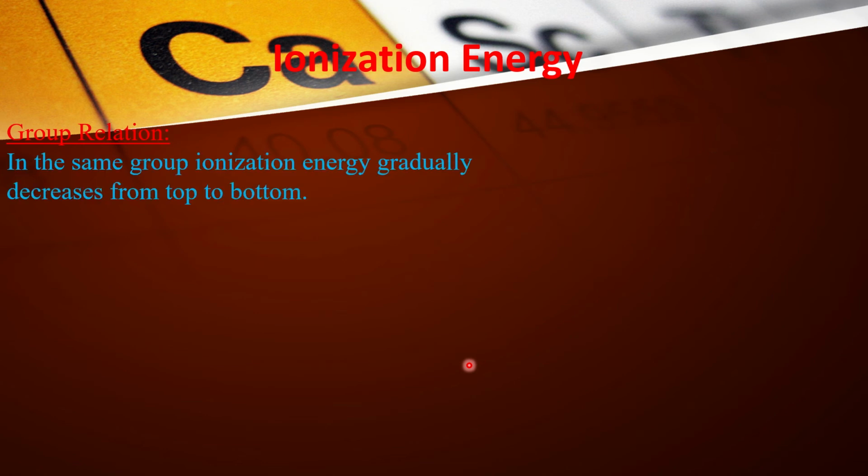This exception we will read in higher classes. Just gradual change we will read here. So group relation: in the same group, you have remembered that from top to bottom, atomic radius gradually increases. That means in the same group, ionization energy will decrease from top to bottom, because when atomic radius is more, then ionization energy will become less. So in the same group, ionization energy gradually decreases from top to bottom.